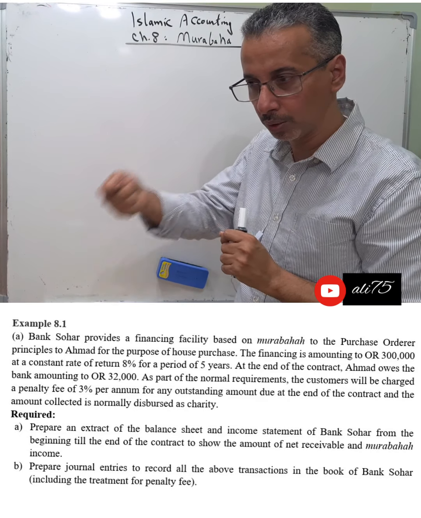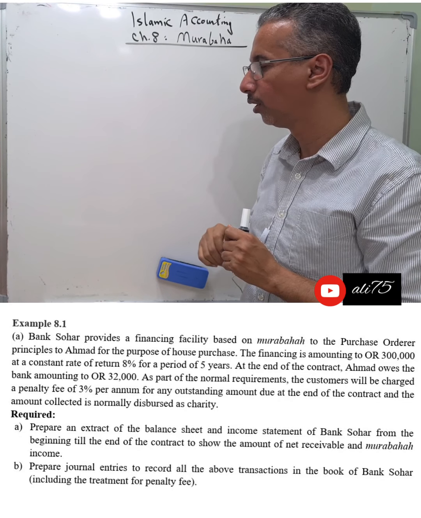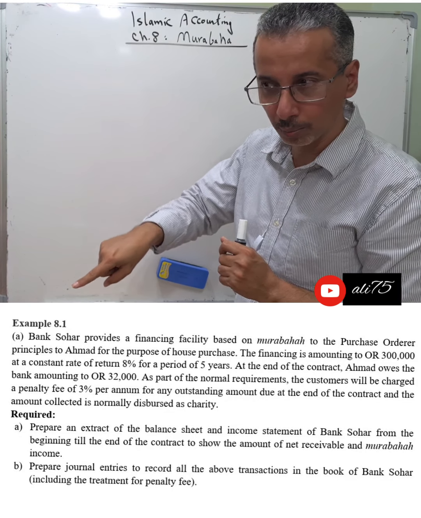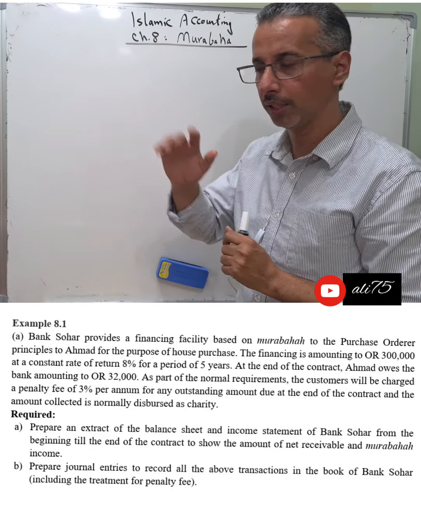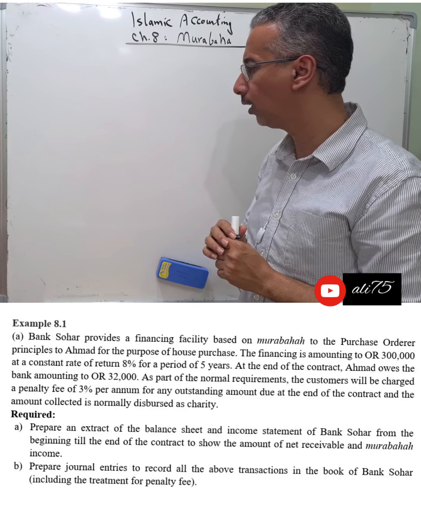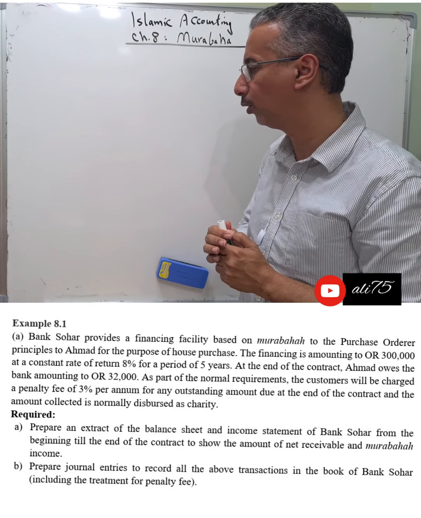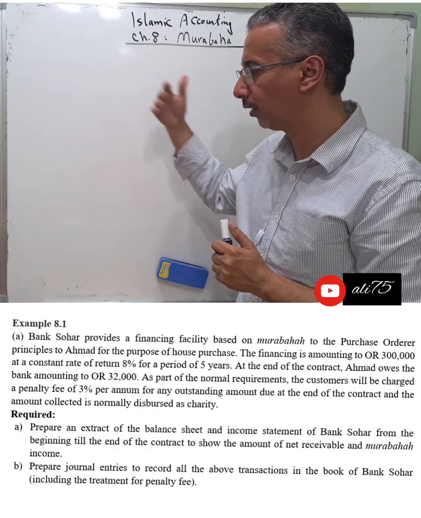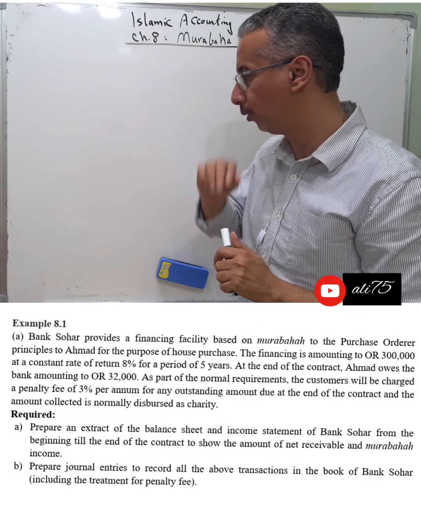The bank will finance Ahmed 300,000 to purchase that house, and the bank will add 8% as profit for the bank. The repayment will take 5 years. At the end of the contract, Ahmed owes the bank an amount of 32,000. There was a difficulty with him and he couldn't pay all the amount. Still 32,000 is owed by Ahmed.